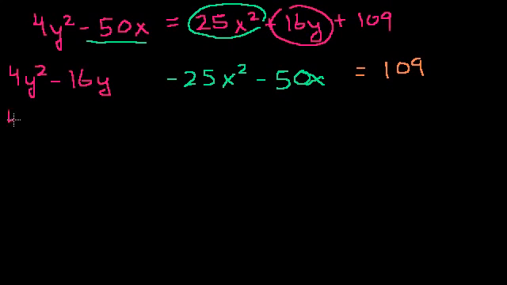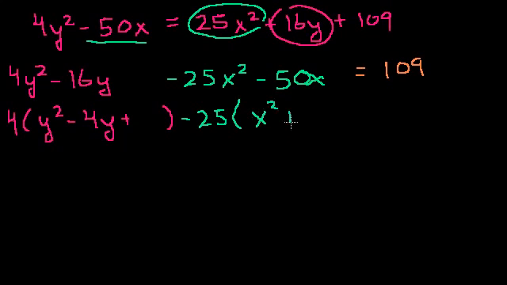So you get 4 times y squared minus 4y, and I'm going to add something later when I complete the square. Minus 25 times x squared plus, let's see, minus 50 divided by minus 25 is 2, plus 2x, and I'm going to add something later, is equal to 109. And these things we're going to add are what complete the square, making these things a perfect square.